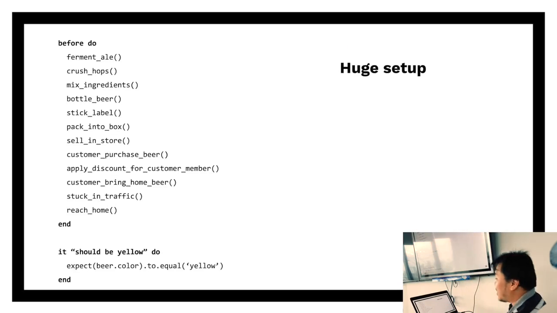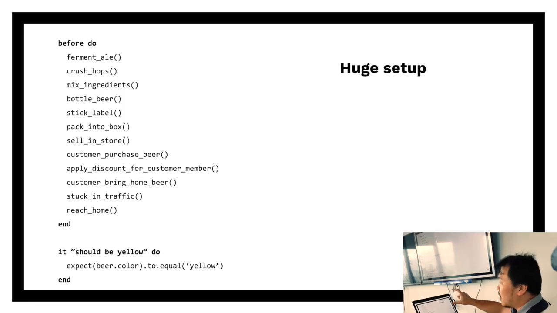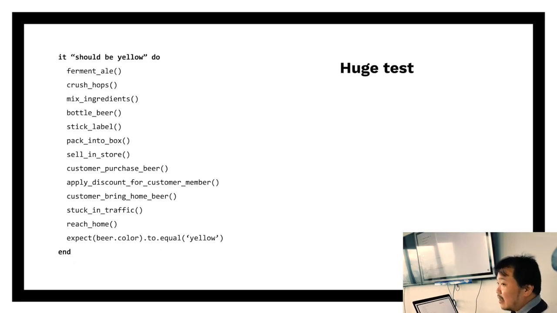So here's a huge setup example. The test really is to check that the beer color needs to be yellow. But in the precondition of the setup, you said you need to ferment the ale, crush the hops, mix the ingredients, bottle the beer, stick on the label, pack it in the box, sell it to the store, purchase the beer, apply the discount, bring it home, get stuck in traffic, and actually drink it. And in the precondition, that makes sense in this context. Similarly, let's say you don't have the precondition, but a huge test. Same thing, it's just not in the setup, it's in the test.